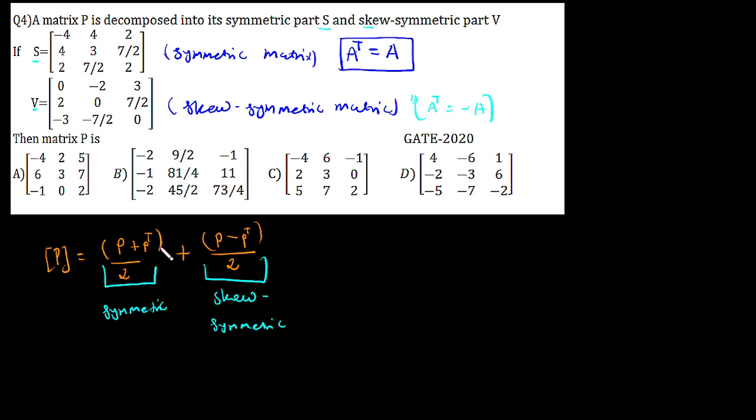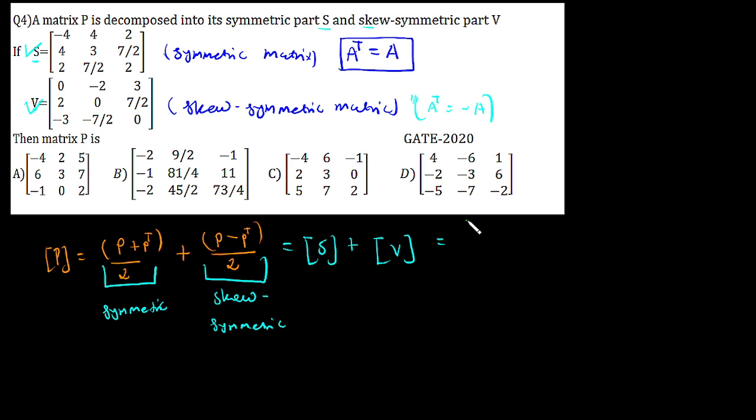Now here this condition is going to hold for any general matrix P. P may be any matrix. So now here I can replace this symmetric matrix with matrix S, because in the question it is given that S is the symmetric part, and this second part will be replaced with matrix V because it is the skew-symmetric matrix. So now our initial matrix P is nothing but simply the sum of those two matrices S and V. So now simply I can write here.